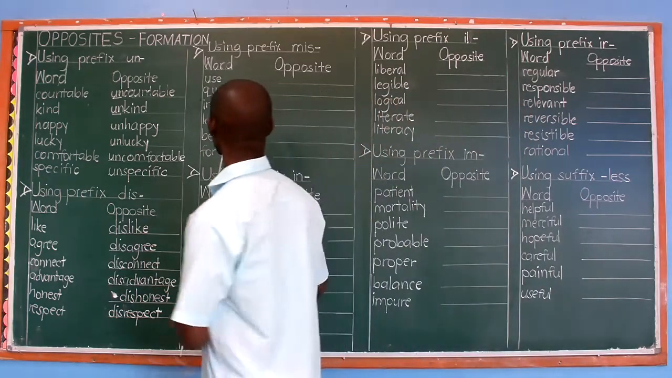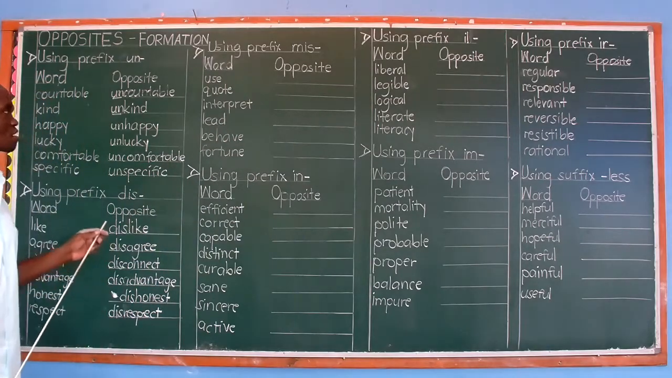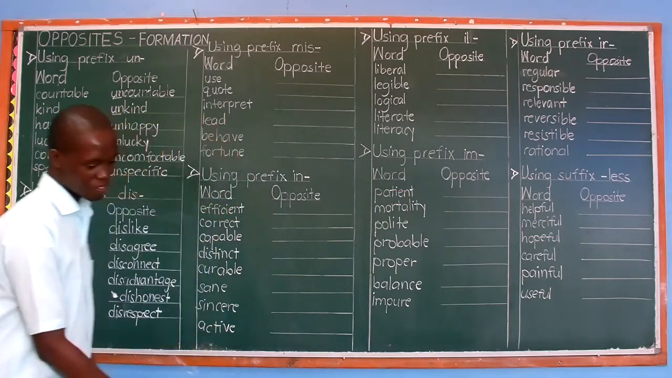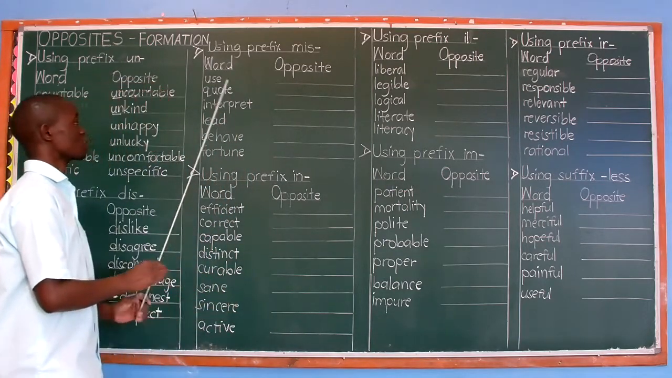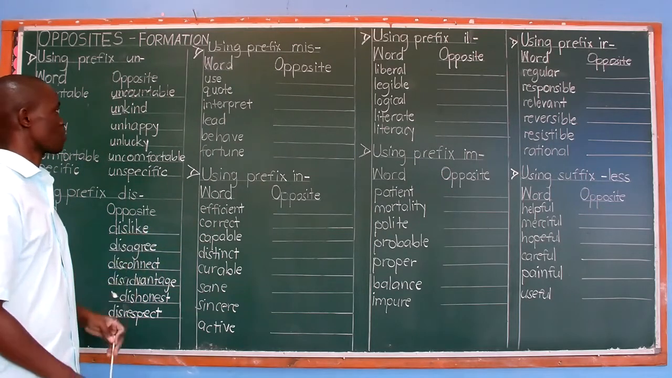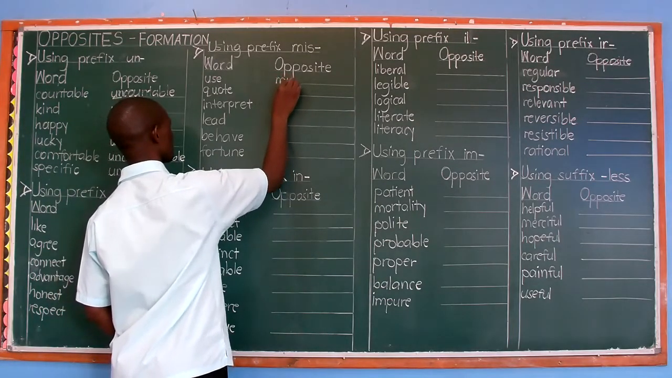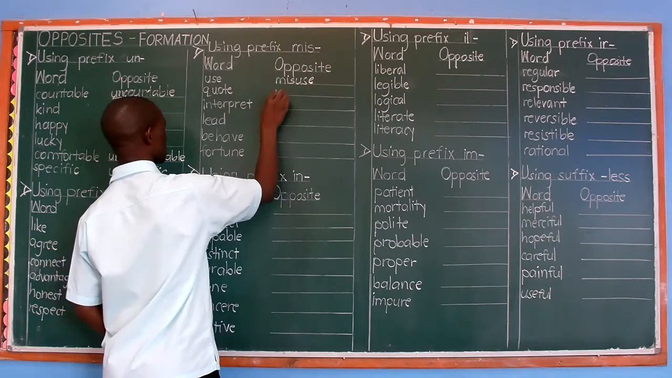Disrespect. Next is prefix mis, used in formation of opposites. Which page is that, teacher? This page is page 46. Page 46 is where we have formation of opposites using prefix mis. Then use is the first word, which changes to misuse. Quote, misquote.